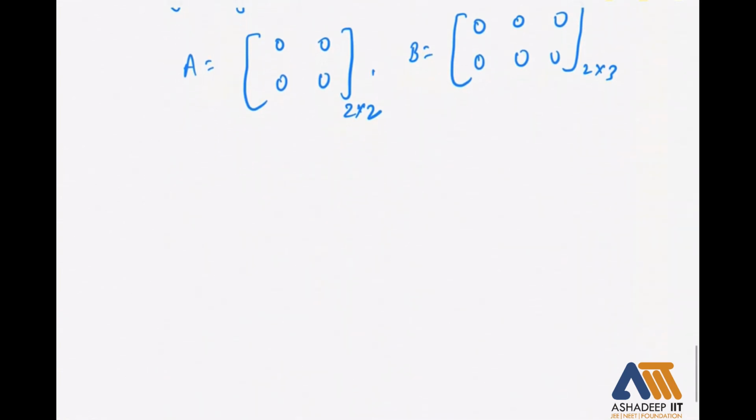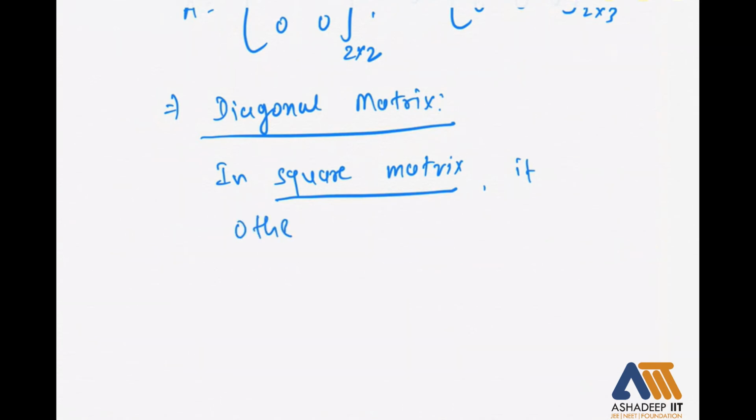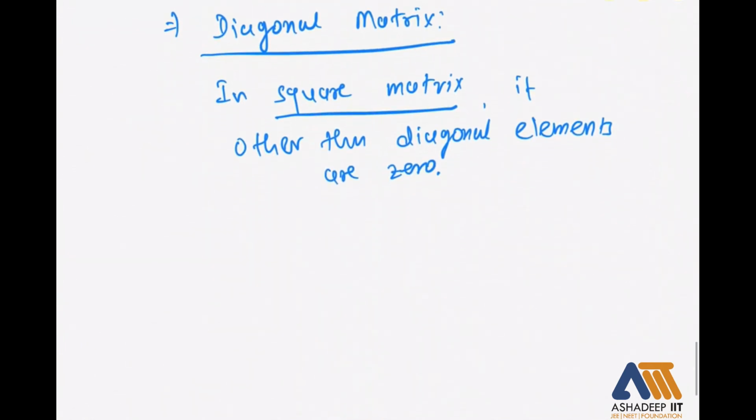Next one is a diagonal matrix. Diagonal matrix means, in a square matrix, if all the elements other than diagonal elements are 0, then that matrix is said to be a diagonal matrix.